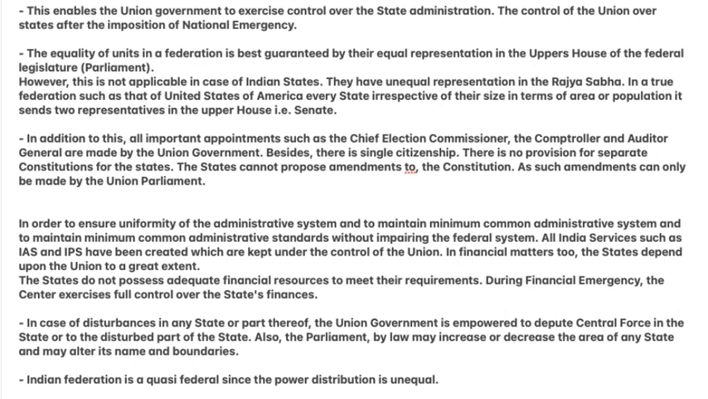In addition to all this, all important appointments such as the Chief Election Commissioner and the Comptroller and Auditor General are made by the union government. Besides, there is a single citizenship. There is no provision for separate constitutions for the states. The states cannot propose amendments to the constitution. As such, amendments can be made by the union parliament in order to ensure uniformity of the administrative system and to maintain minimum common administrative standards without impairing the federal system.